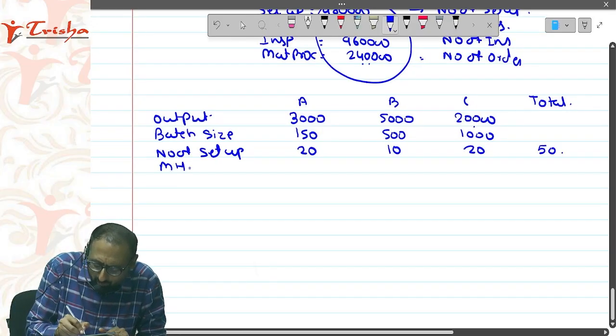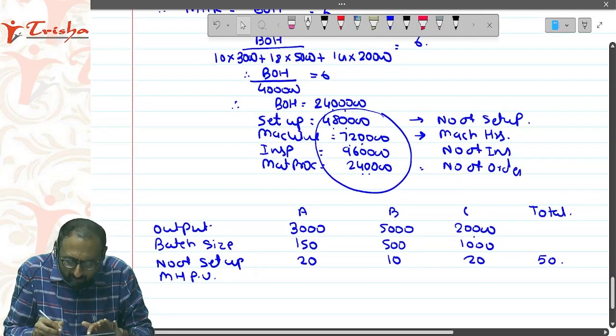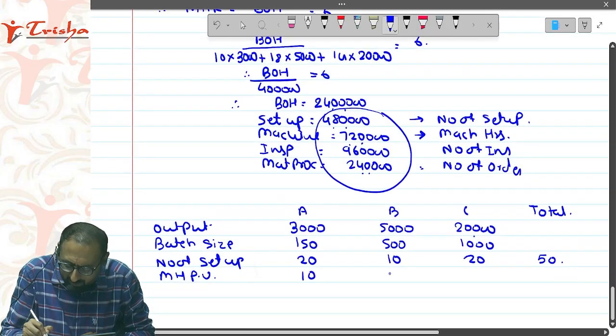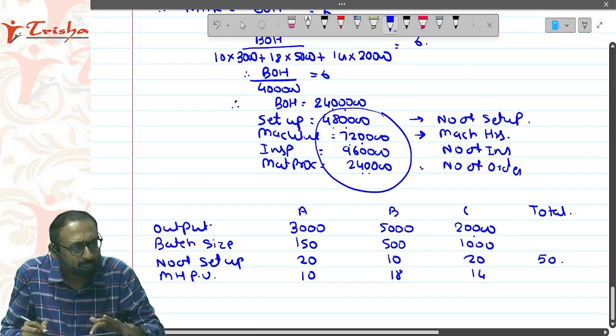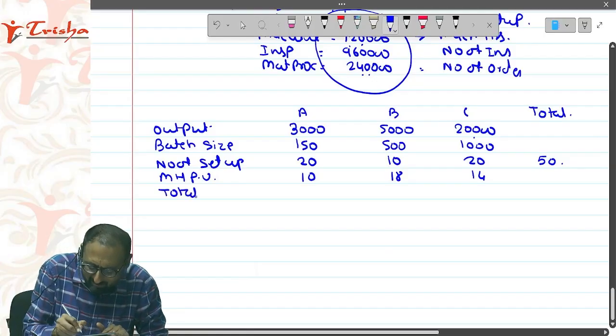Machine hour per unit is given. Kindly tell me how much is the machine hour per unit. Machine hour per unit is 10, 18 and 14. Correct? Now I will calculate total machine hours.